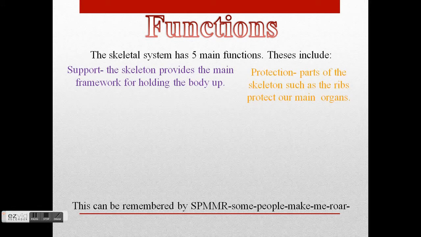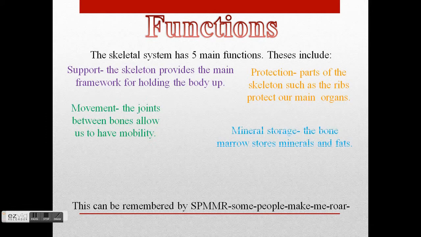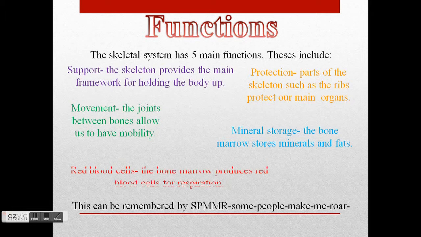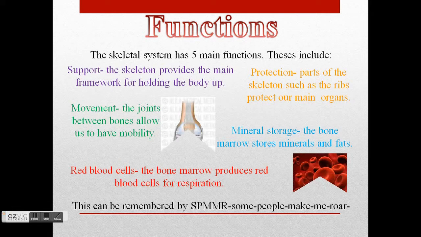Protection. Parts of the skeleton, such as the ribs, protect our main organs. Movement. The joints between our bones allow us to have mobility. Mineral storage. The bone marrow stores minerals and fats. Red blood cells. The bone marrow produces red blood cells for respiration.